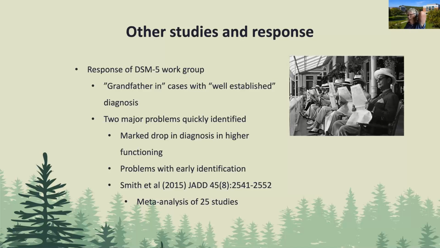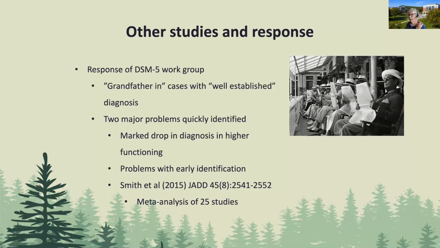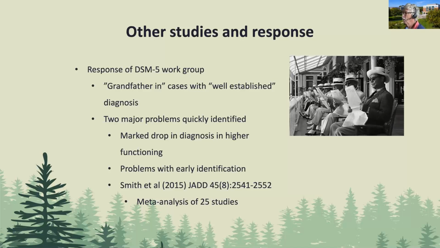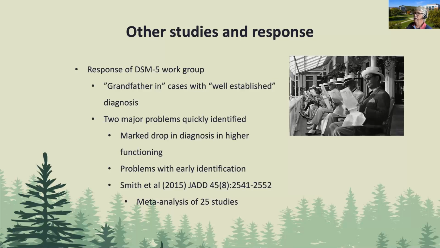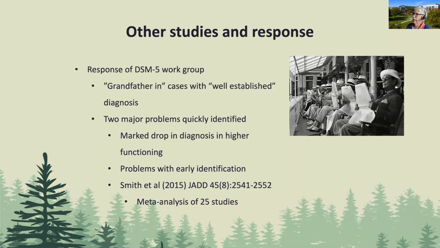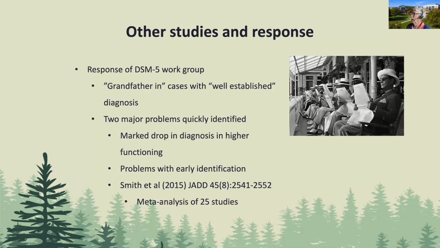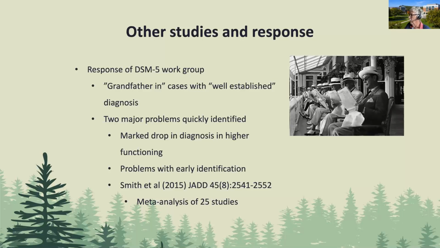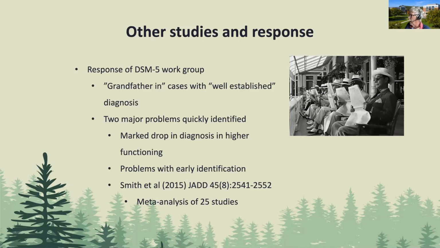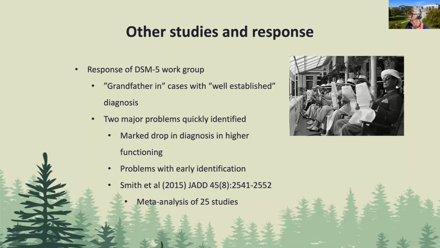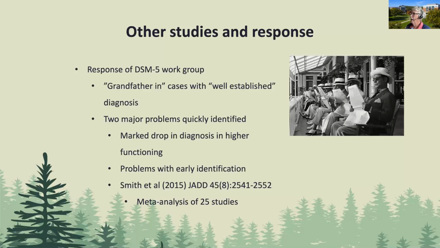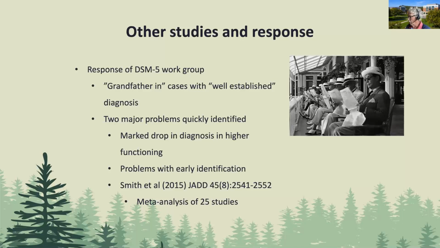A meta-analysis by Isaac Smith and his colleagues back in 2015 looked at 25 studies and basically supported this view that the DSM-5 is very problematic at the top end of the high functioning and the low functioning range, younger and older, that it had a number of problems, and these have now been shown in 25 studies.